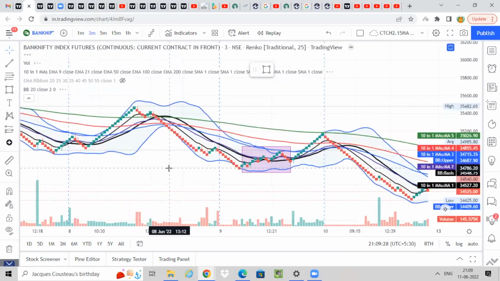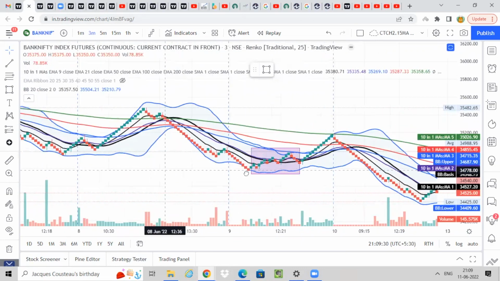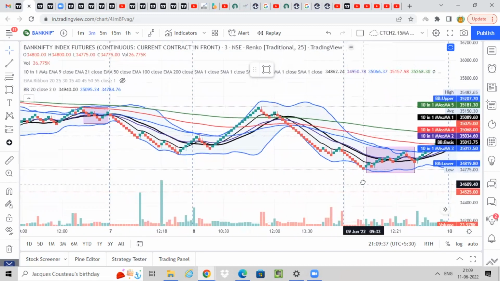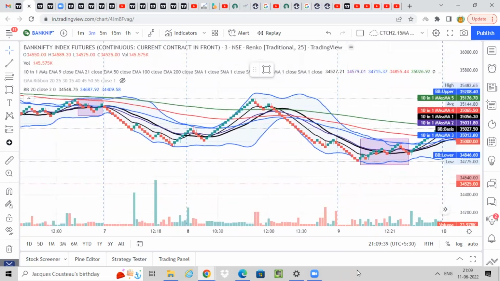Put it in the rectangle. That one and here also, two rectangles. You should not take the trade. Is that clear? Yes, sir. Clear to everybody? Yes, sir. This is the most important thing in this strategy. Avoid these; they are called no trade zones. You should not trade. Clear?